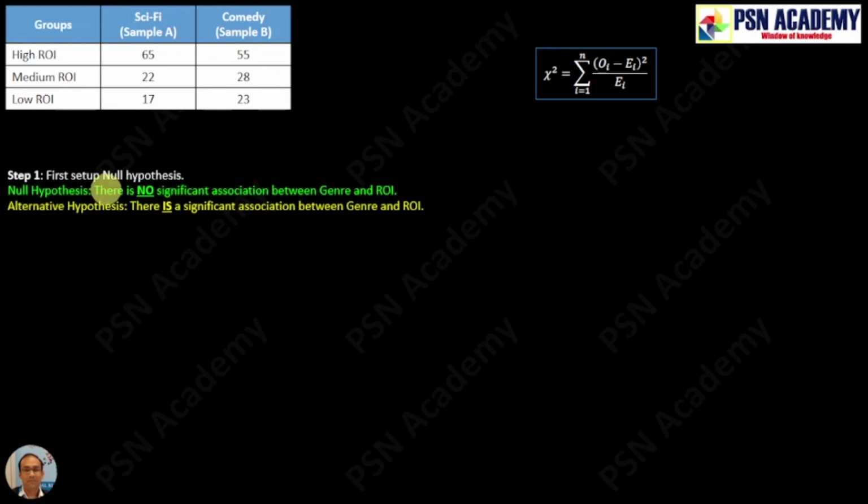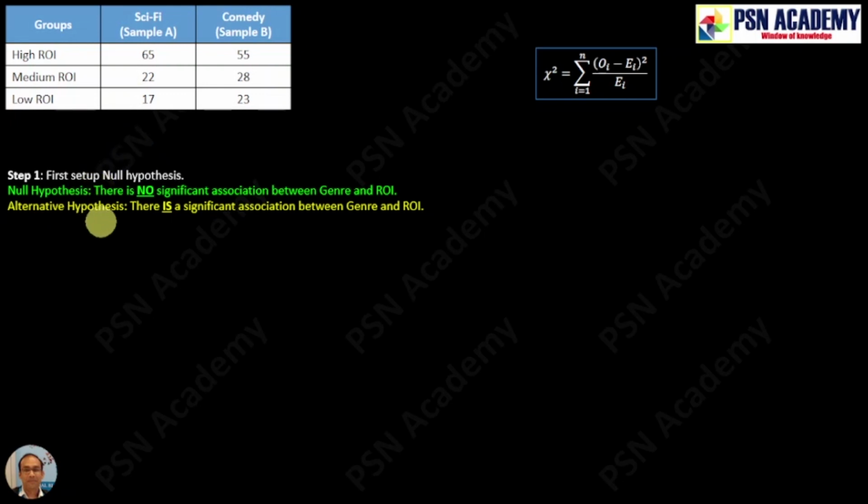Now, this is our step 1. First, set up the null hypothesis. What is your null hypothesis? There is no significant association between genre and ROI. The null hypothesis always tries to remain in a neutral position. It says nothing has happened. Okay? So, there is no relation between the genre and the ROI. Genre goes in its own way, ROI goes in its own way. So, there is no relation between these two. So, that is the statement of the null hypothesis.